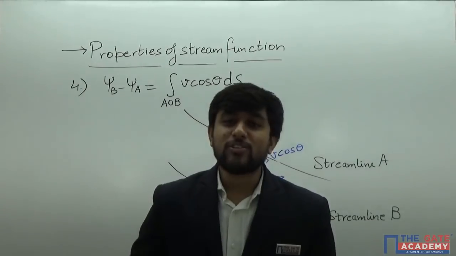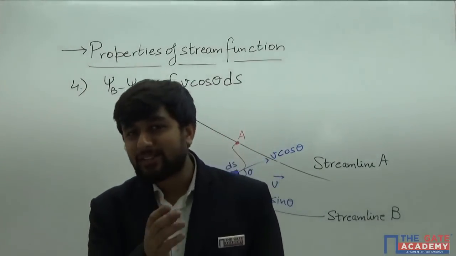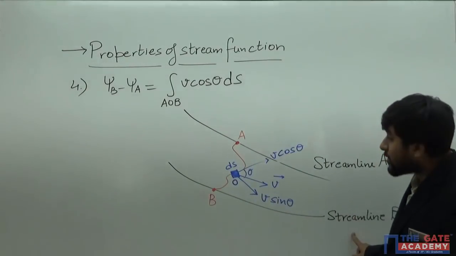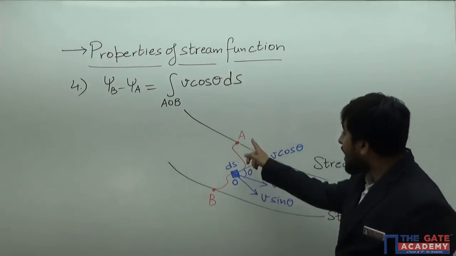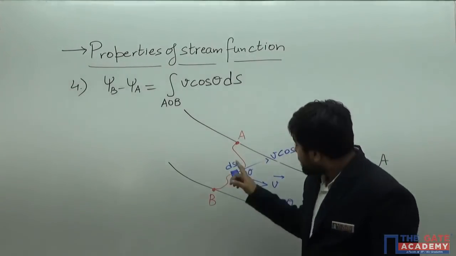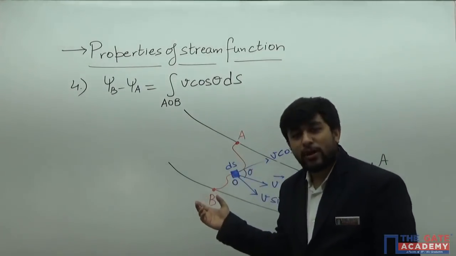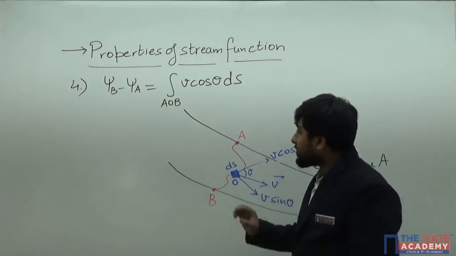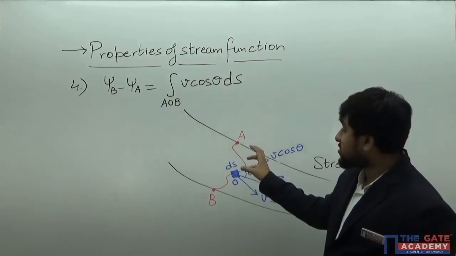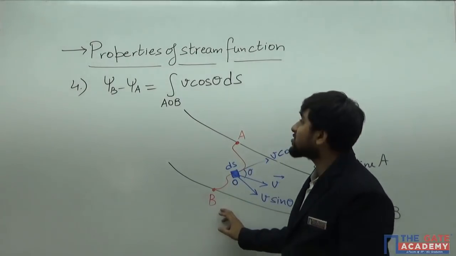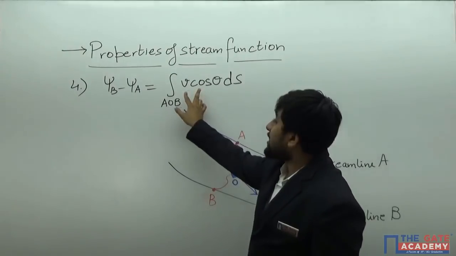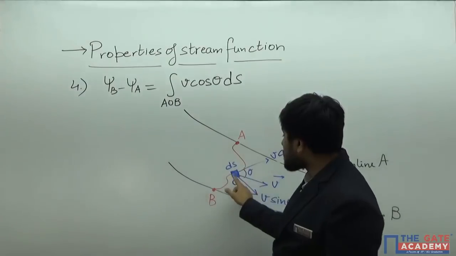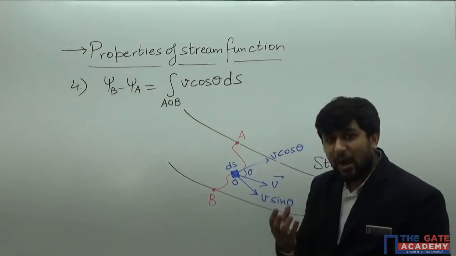okay? What the fourth property says is that let us suppose there are two streamlines given as streamline A and streamline B, and on those streamlines I have marked 2 points A and B. Joining these 2 points, I have made a random curve AOB, okay? Then the difference of the stream functions corresponding to the two streamlines is simply equal to the line integral of the normal component of velocity along this curve. Okay, let us see how to prove this.